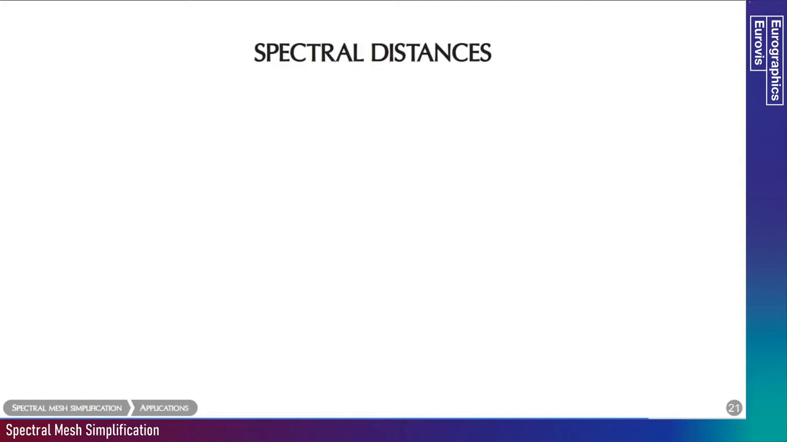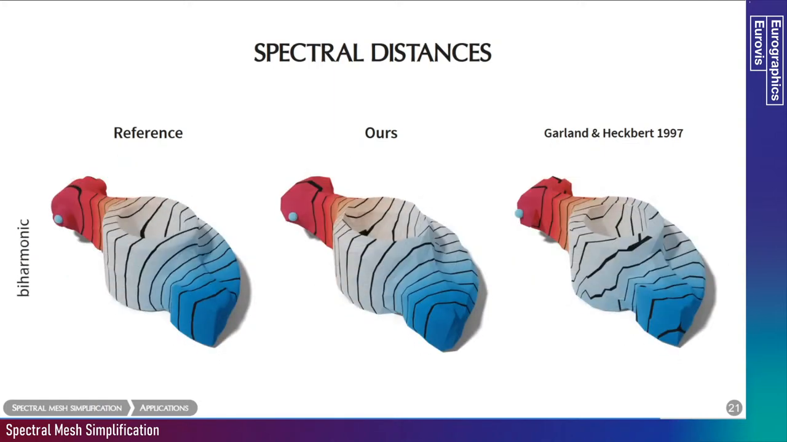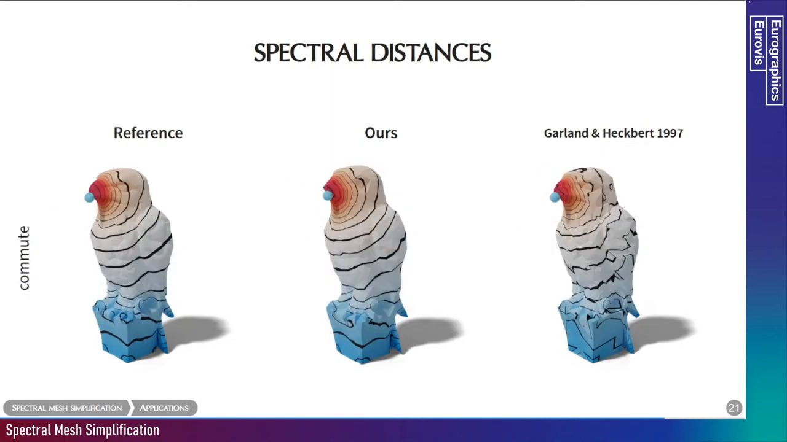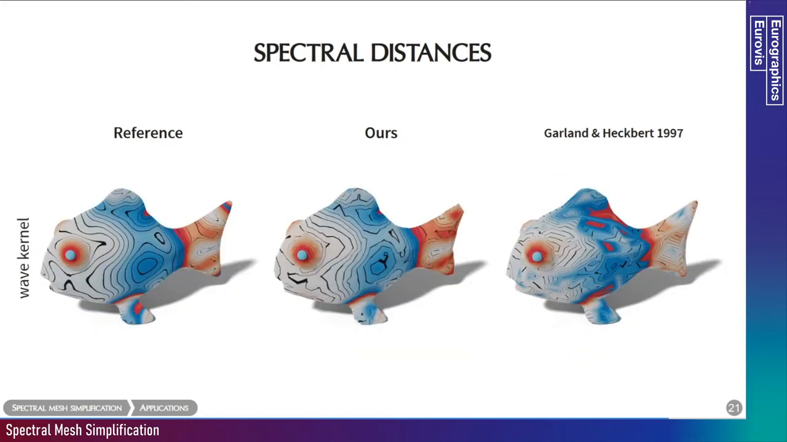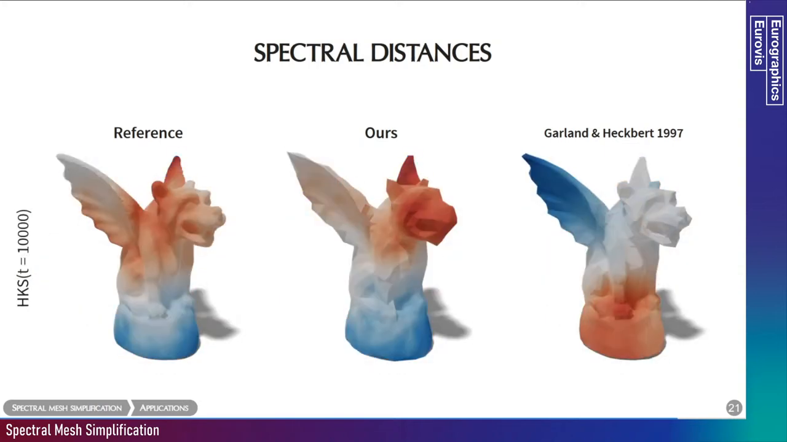Now, let's talk about some applications. The first application of our method is for faster spectral distances. Here, look at the isolines. Compared to the quadric simplification, we show a more faithful diffusion distance, biharmonic distance, commute time distance, wave kernel signature, and heat kernel signature for differing time parameters.